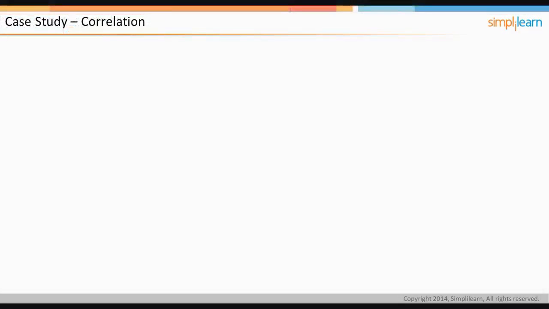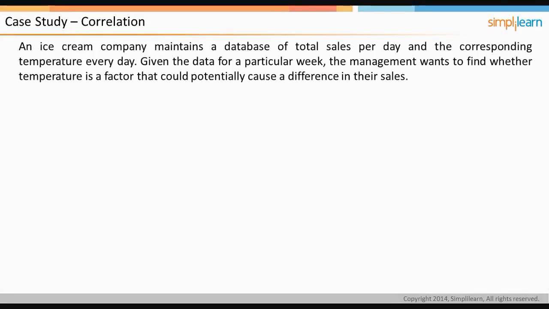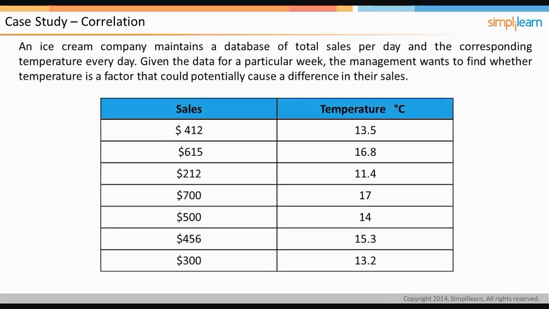In this slide, let's look at a case study to illustrate the concept of correlation. The business case we have chosen is about an ice cream company which maintains a database containing total sales per day and the corresponding temperature each day. Given this data for a period of 1 week, the management wants to find whether temperature is a factor that causes difference in their sales. Looking at our data set, we can infer that there are 2 variables, sales and temperature. Here, sales represents the value of total sales that happens in the ice cream company each day. And temperature represents the temperature that is being recorded for the corresponding day, measured in Celsius. We will be using correlation to check whether there is any relationship between sales and temperature for this company, and the following video will walk you through the process.